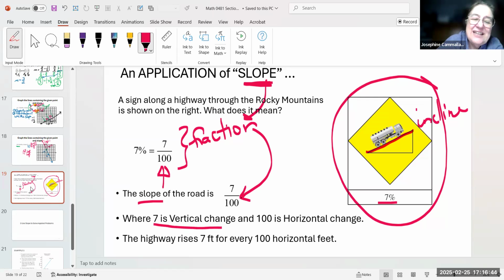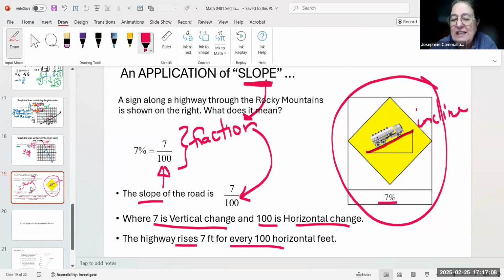The 7 is your vertical. Your 100 is the horizontal. And here come the words. The top number, the 7, is your rise. The highway rises 7 feet for every 100 feet. The 100 feet is your run.